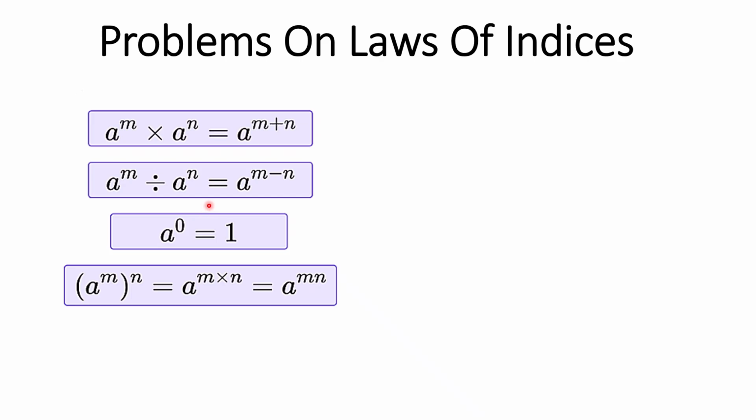The next law is the power of 0. So any variable or a number, if it has a power 0, the answer is always going to be 1.